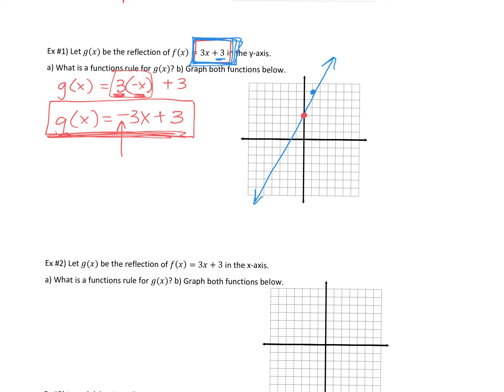Down 3 to the right 1, right? 1, 2, 3 down to the right 1, and that's going to go here. Okay, notice what happens. If I fold that graph paper on the y-axis, those lines kiss each other, right? That's a reflection over the y-axis. Does that make sense? Okay.